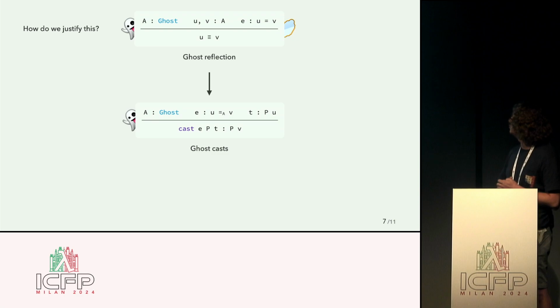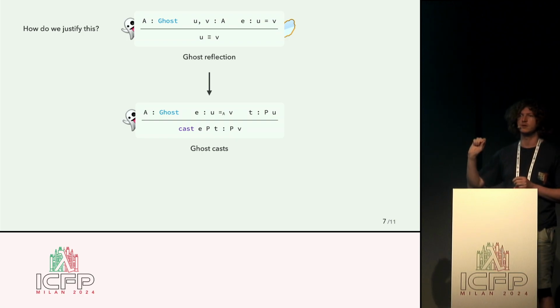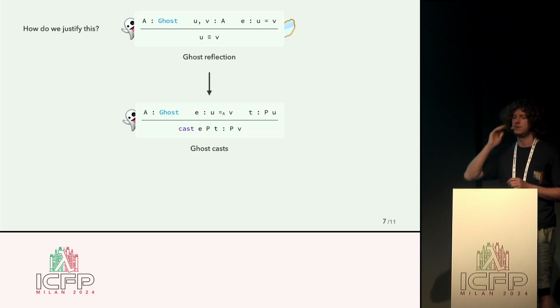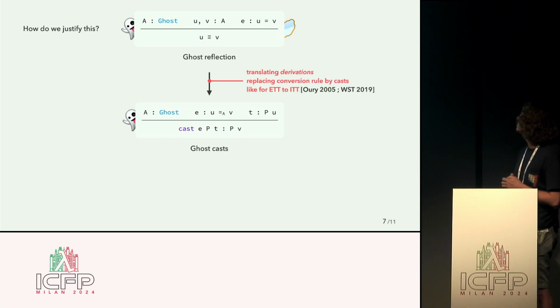So we just go and interpret it into another different type theory, which also has ghosts. But instead of using ghost reflection, I'm going to use ghost casts, which essentially are similar, but you record in the term which equality you used to go from P of U to P of V. And this translation is essentially the same as what you would get for going from extensional type theory to intensional type theory, if you know.